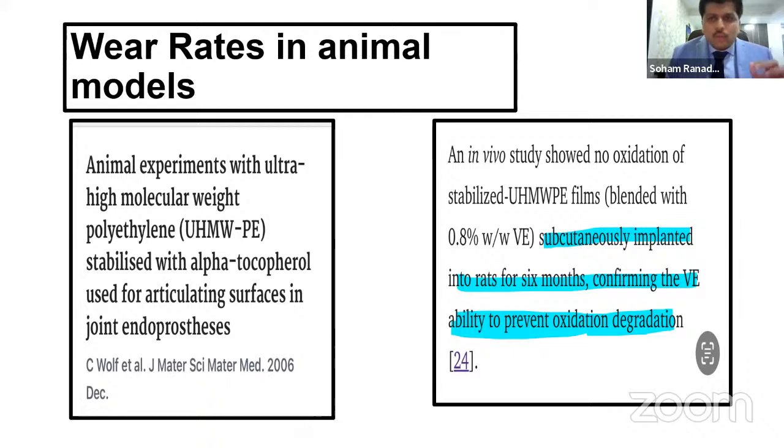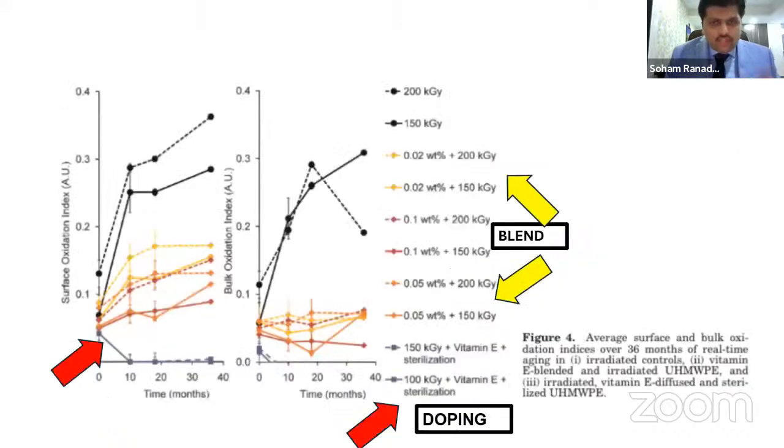In animal models, vitamin E implanted into rats after 6 months confirms its ability to prevent oxidative degradation. This flowchart, or this diagram, depicts two things. One is the blended form of vitamin E, depicted in the yellow arrow, and the red one in which the doping form is done.